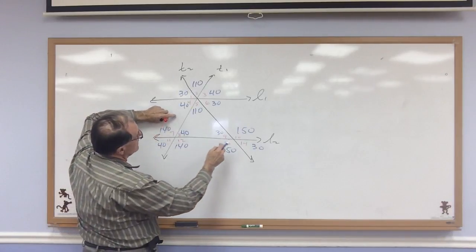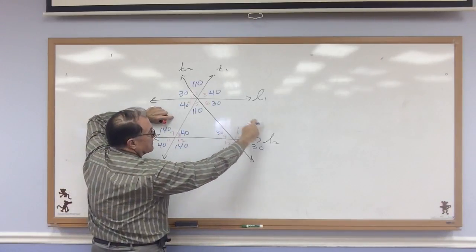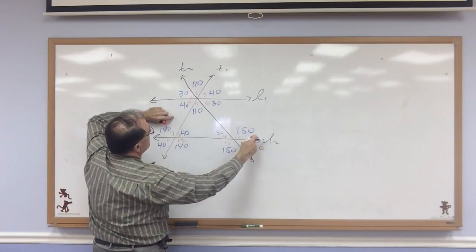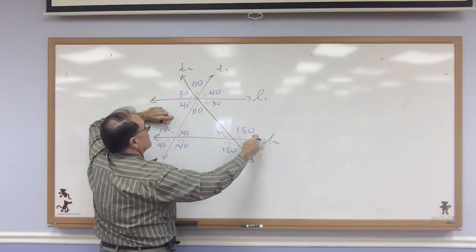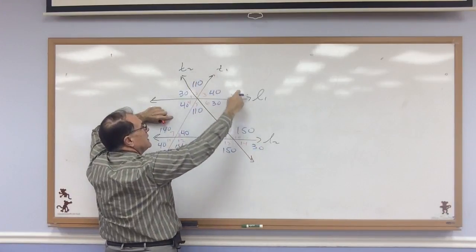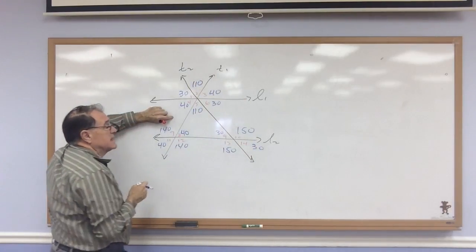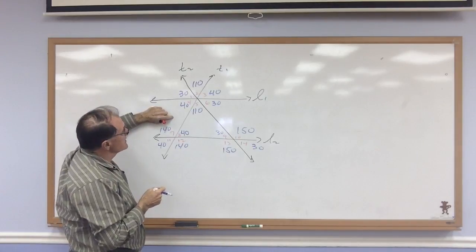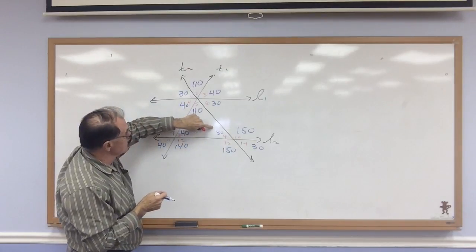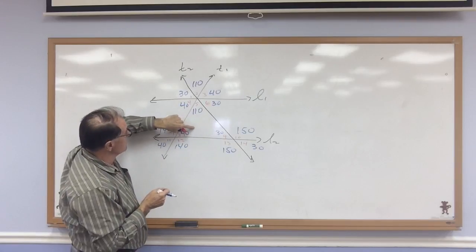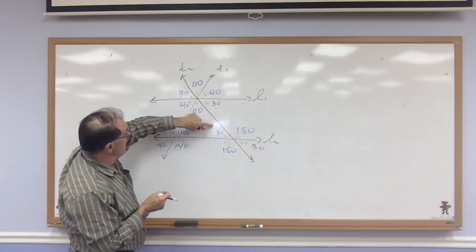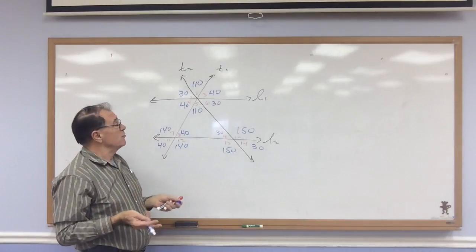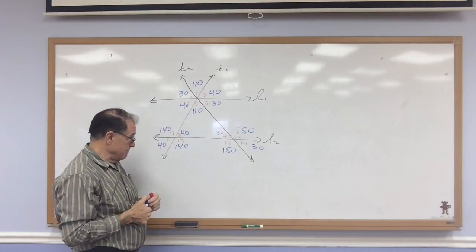Now, this angle of 150 on this side of L1 would be corresponding here, which would be 150. So notice how it all checks out. Now, what's interesting, take a look at these three angles that are the three angles of a triangle, and notice how they add up to 180, showing us that the angles of a triangle add up to 180.